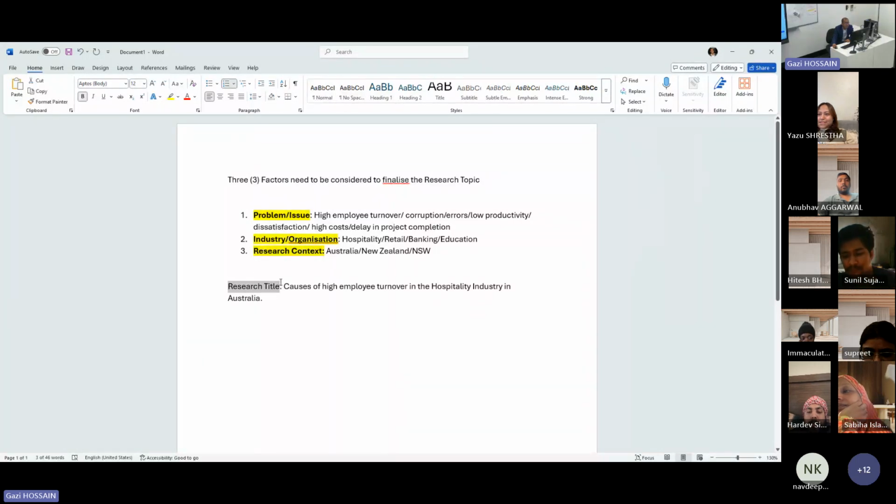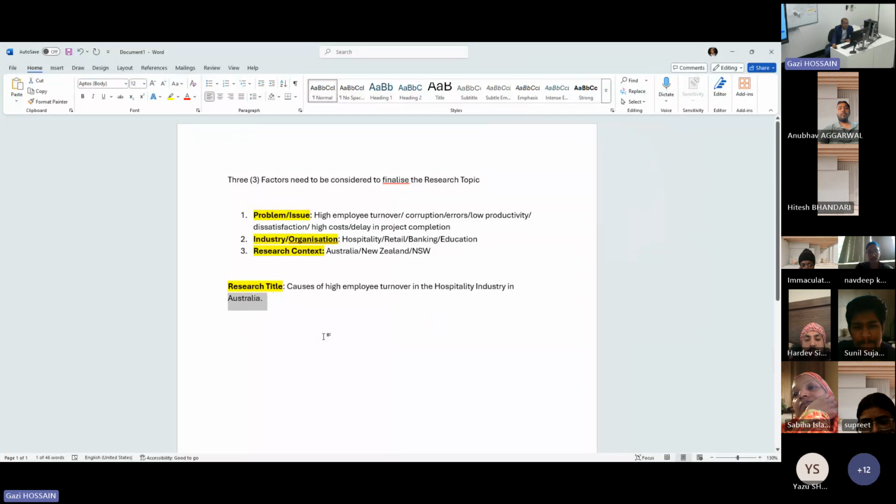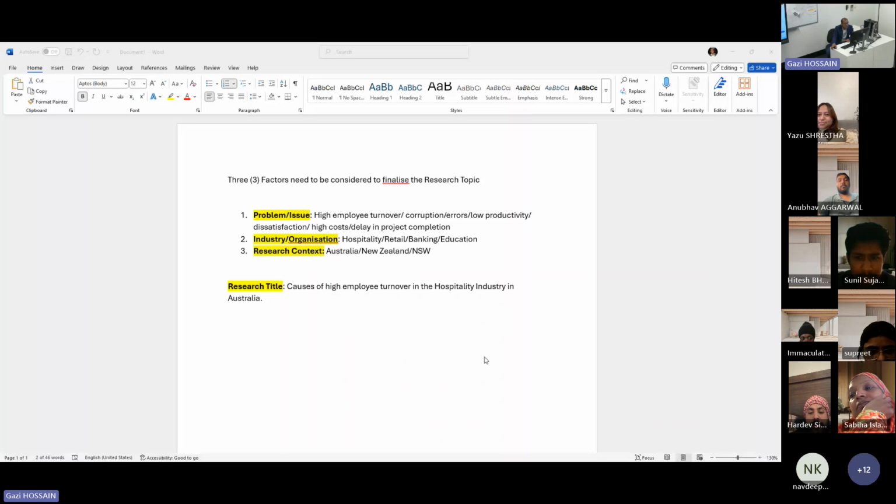Now here you can see one hypothetical or imaginary title, and here you can see high employee turnover. This is the problem. Okay, high employee turnover. I said that in our topic we must have the title. So high employee turnover is the title, hospitality is the industry, and Australia is the context. Now you can see I have written industry or organization. Now I'm asking Rakshaya, can you distinguish between industry and organization?